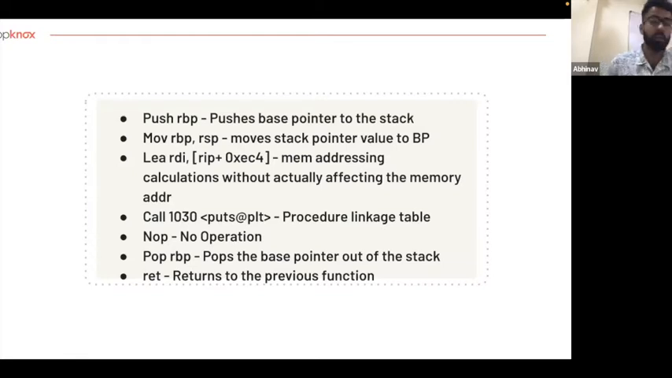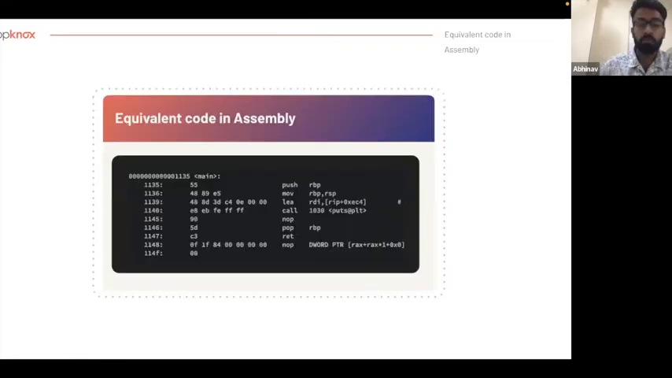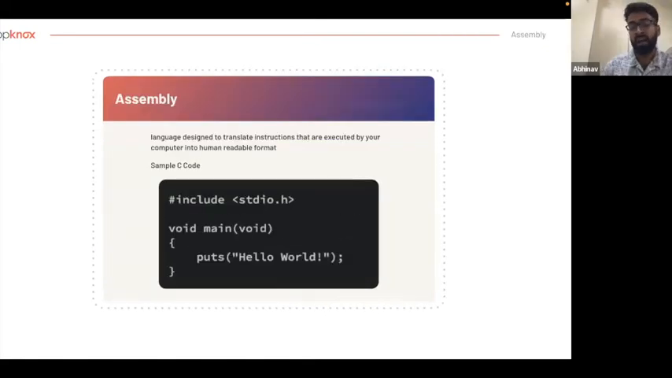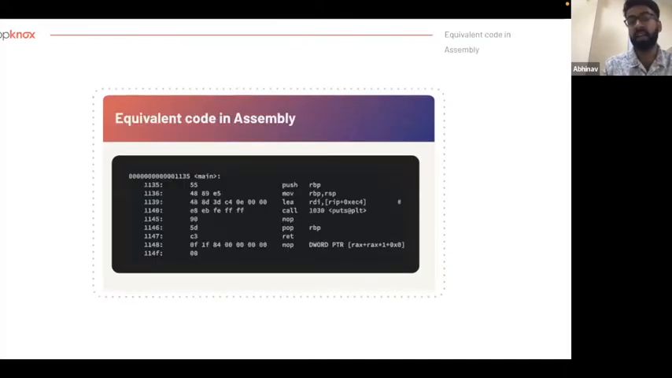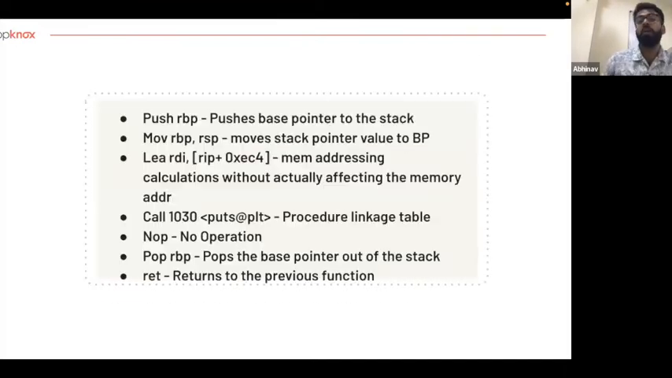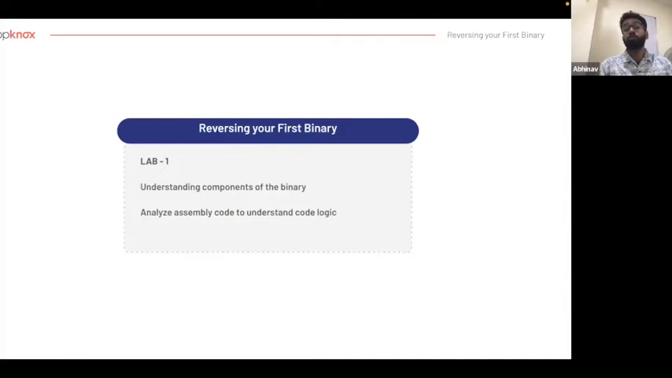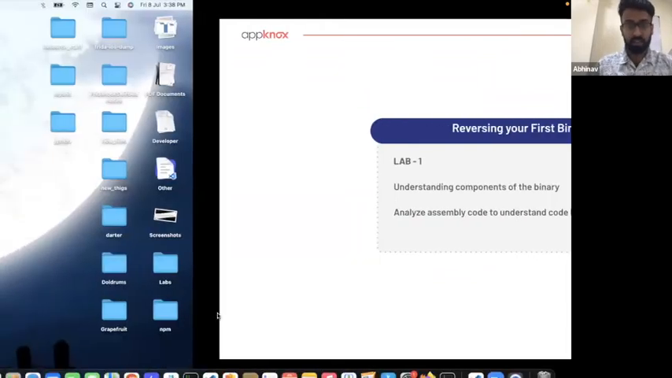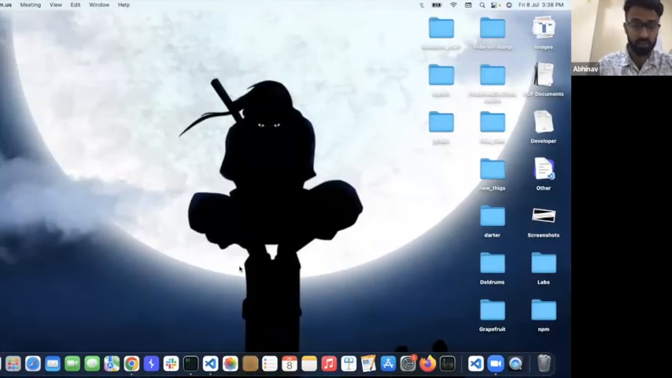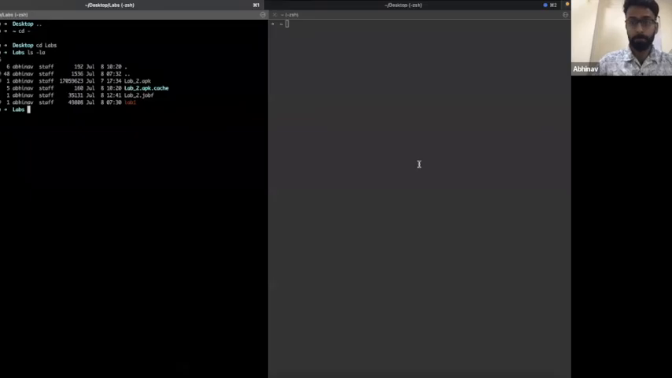All right, I hope this was clear. Now that we have seen how a C or high-level program is converted at the assembly level, the next thing we are going to do is reverse our first binary together. I'm going to move to the lab. Gaurav, if there is anything, just let me know. Is my screen visible?